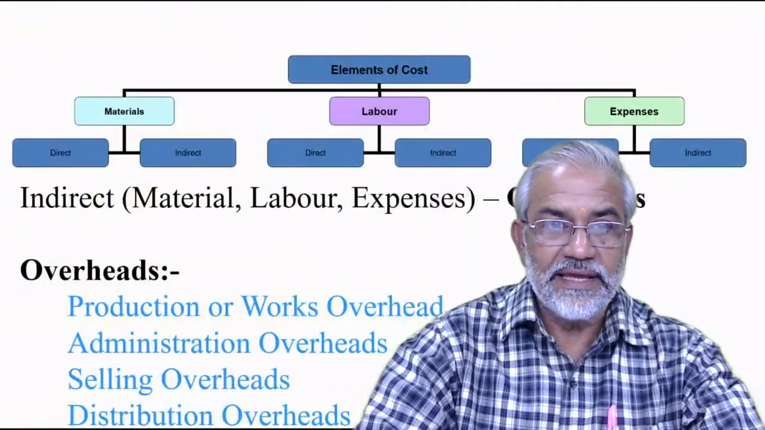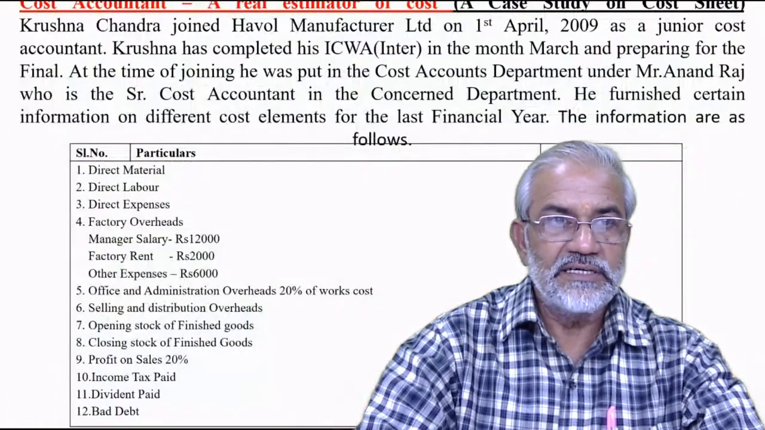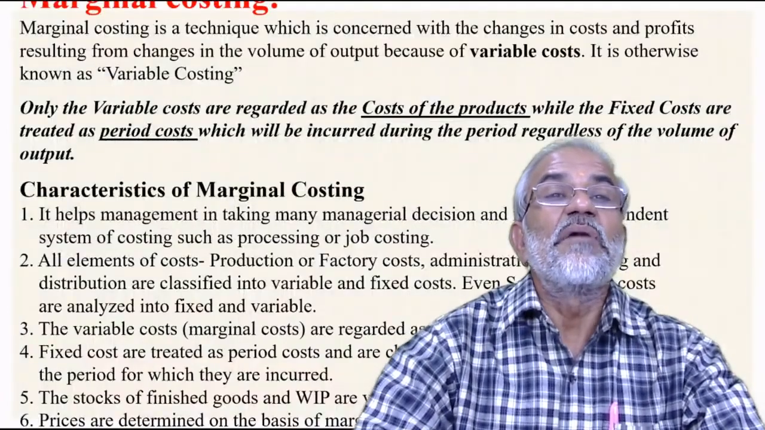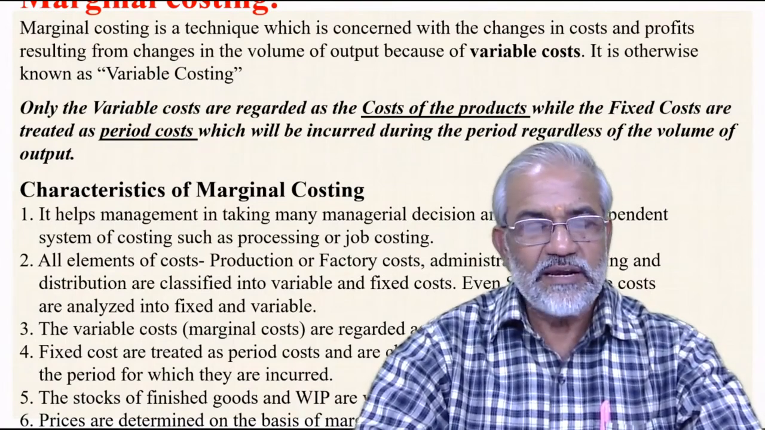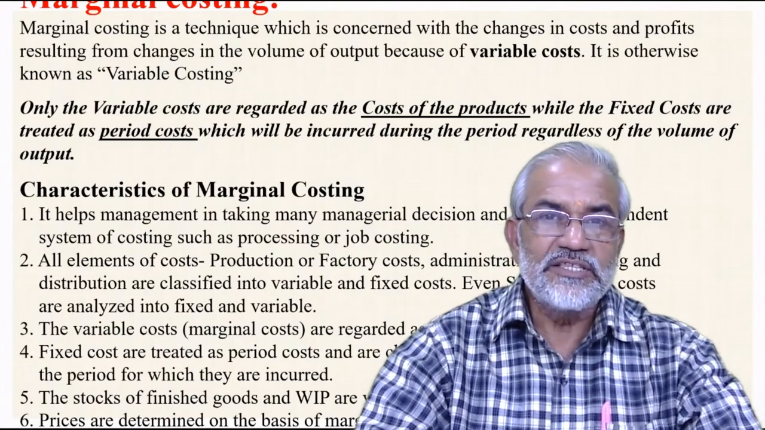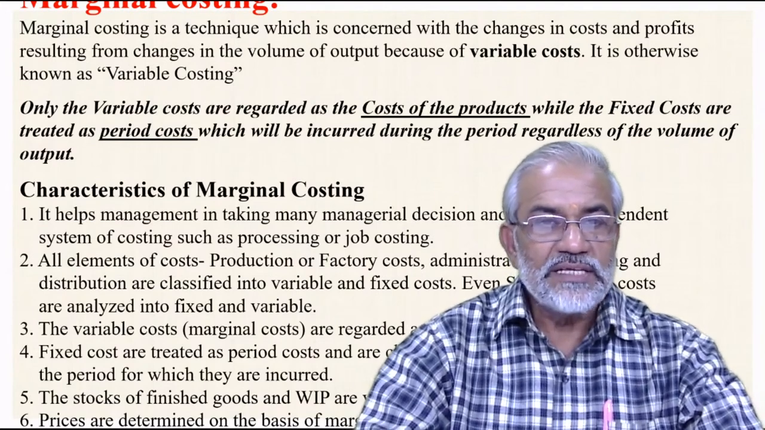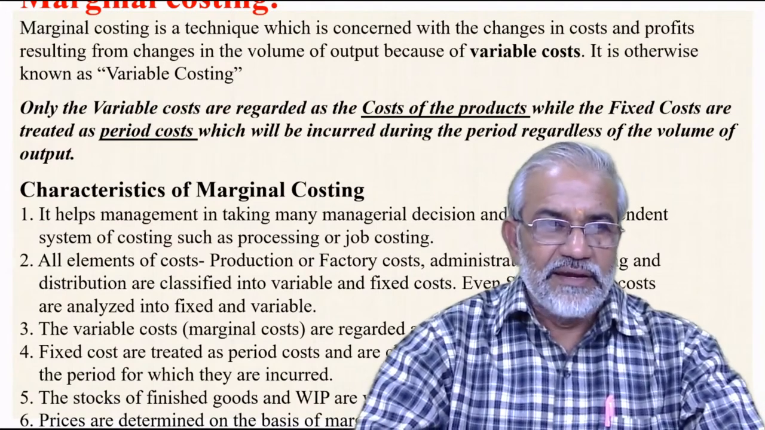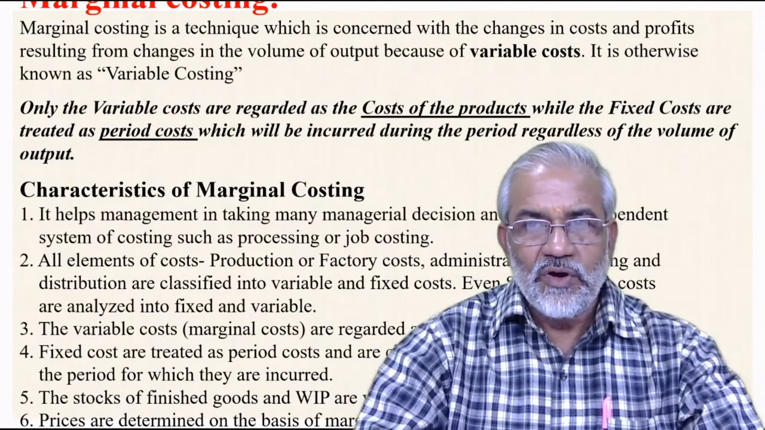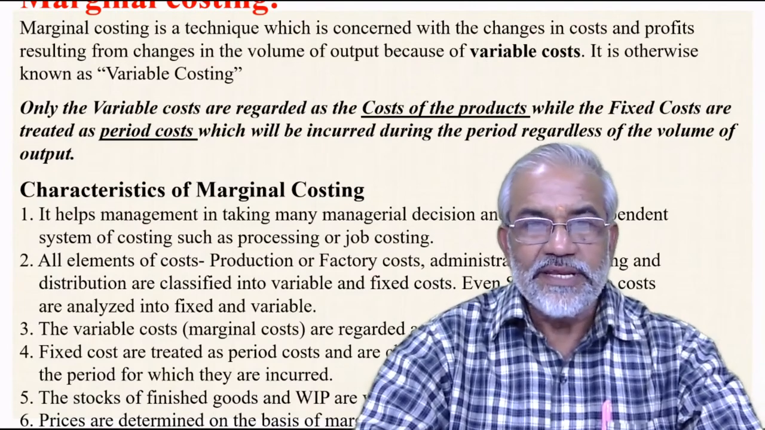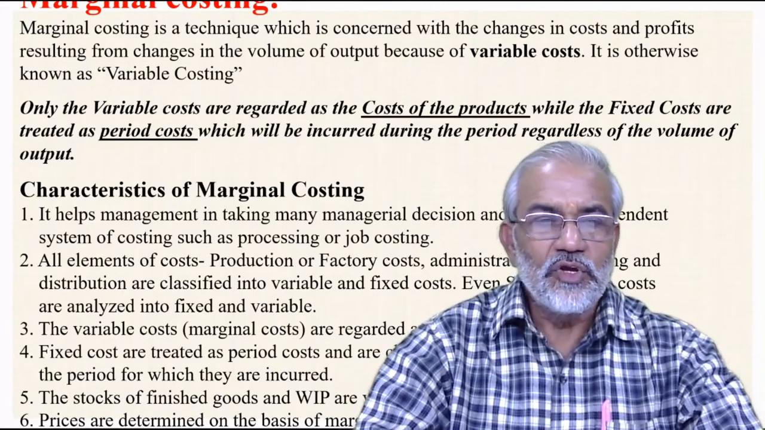If we study marginal costing in detail, please refer to the slides. Marginal costing is a technique which is concerned with the changes in cost and profits resulting from changes in the volume of output because of variable cost. It is otherwise known as variable costing. And only the variable costs are regarded as the cost of the products, while the fixed costs are treated as the period cost, which will be incurred during the period regardless of the volume of output.